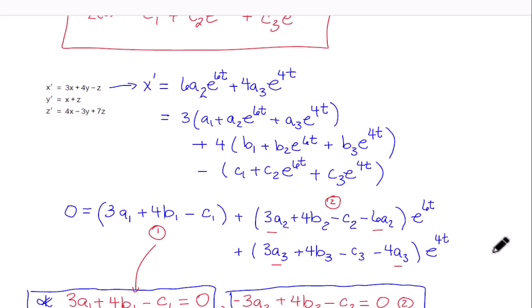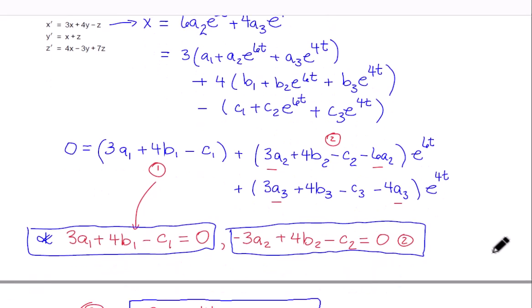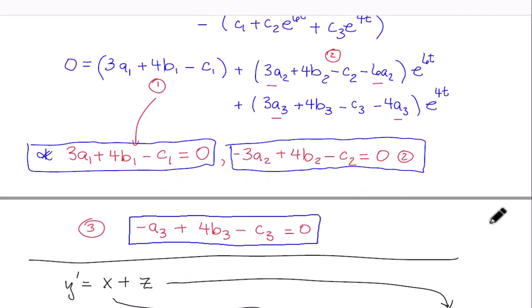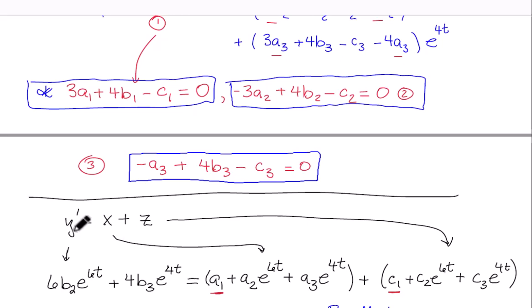Simplifying that, collecting that up, we get that relationship. Now, that's not quite usable. I can't just set all this together as a matrix and solve, because this one involves the ones, this one the twos, this one the threes. So that means I must repeat this whole process for y prime.